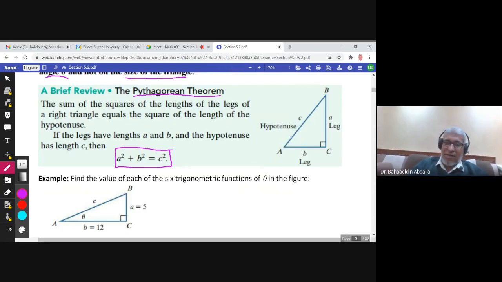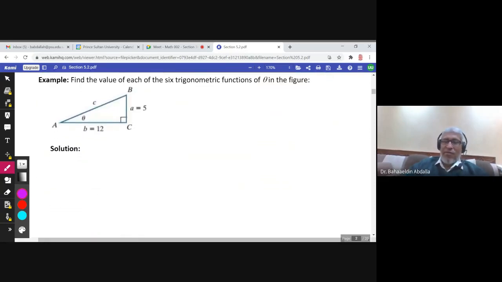First example, find the value of each of the 6 trigonometric functions of theta in this figure. What do we have? We have the opposite side to theta and the adjacent. So I immediately can find tan theta. Tan theta is the opposite over the adjacent, so it is 5 over 12. And immediately I can find cotan theta, because cotan theta is the reciprocal of tan theta. So it would be 12 over 5.